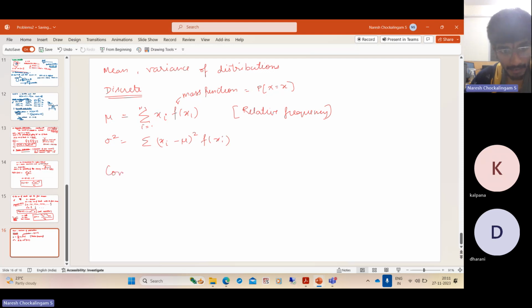And in the case of a continuous random variable, this just becomes an integral. Again, in the continuous random variable, we have f of x, which is nothing but the probability of X less than or equal to x, which is called the distribution function.